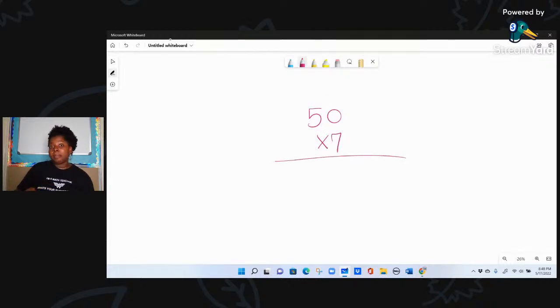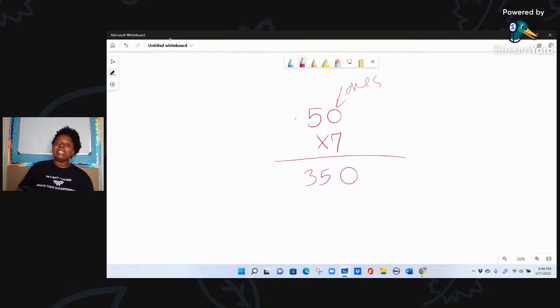So again, just like with adding, we start with the ones place. So 0 times 7 is 0. Then we go across, 5 times 7. You can count 5, 10, 15, 20, 25, 30, 35. So if you held out 7 fingers, that would help.